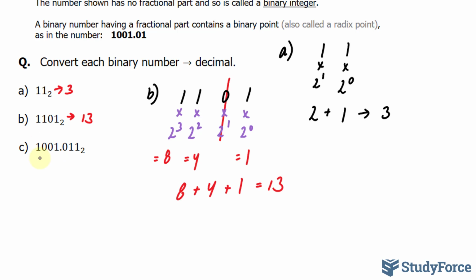We'll start with the left side, the easy part. 1 times 2 to the power of 0. We can forget about these. Remember, this would be 2 to the power of 1, 2 to the power of 2, and 2 to the power of 3. 1 times 8 would be 8. So 8 plus 1 is 9. So the left of this binary point is 9.